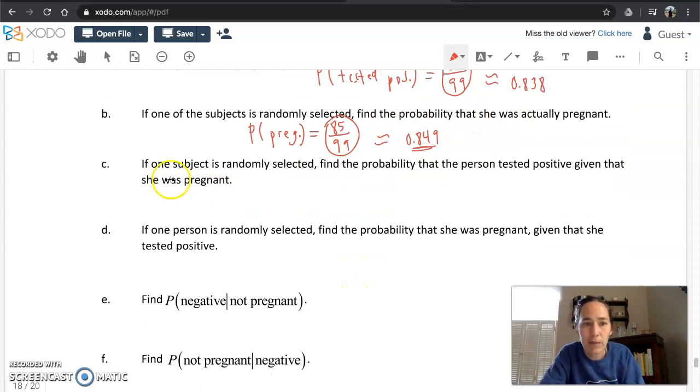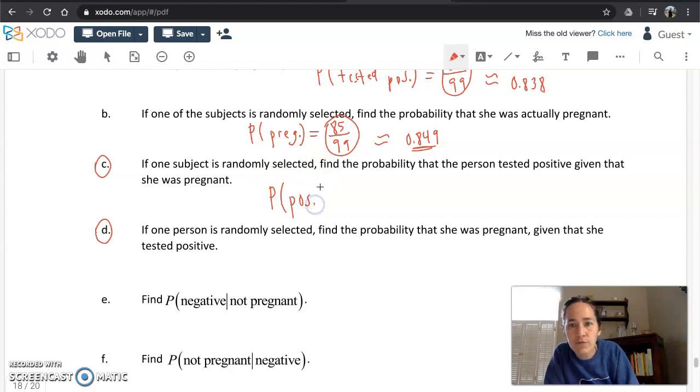Now the conditional probabilities. Let's circle C and D. If a subject was randomly selected, find the probability the person tested positive. So here's how you'd write it in our notation: positive, given that she was pregnant. So this is what the company that makes the test wants. Given that they're actually pregnant, they want the test to come up positive. Now you'll see that our denominator gets slightly altered.